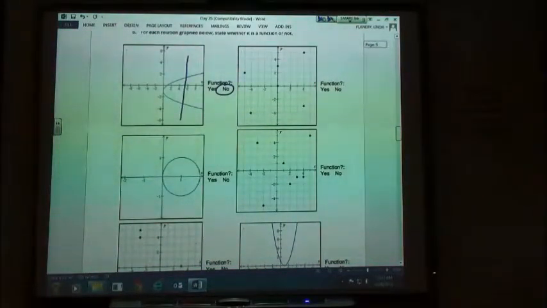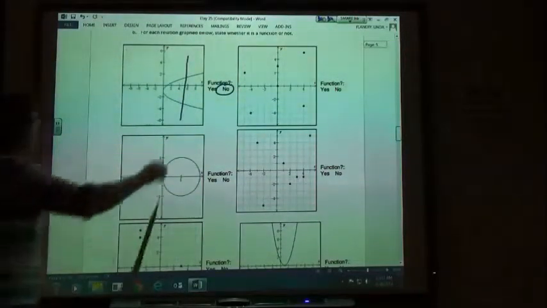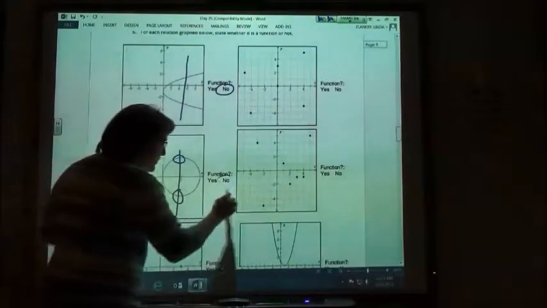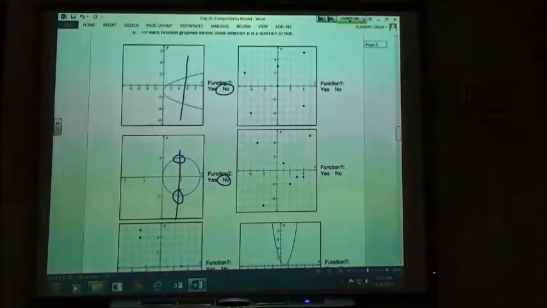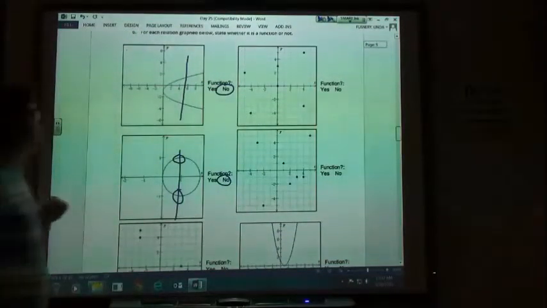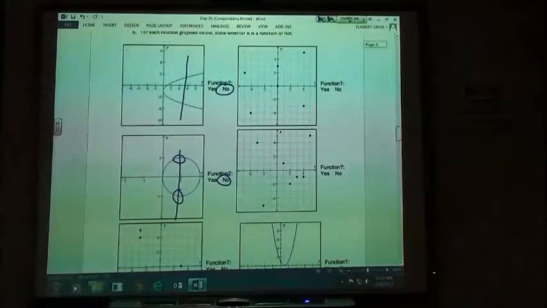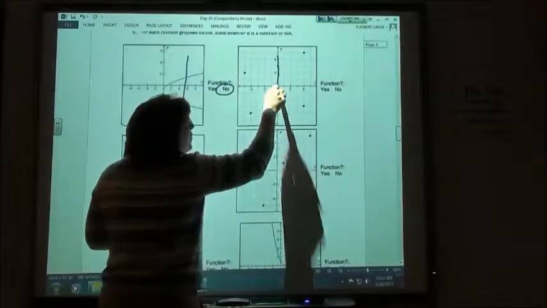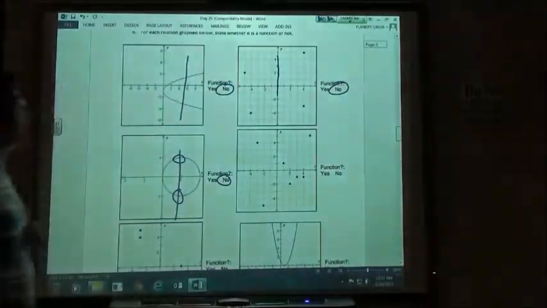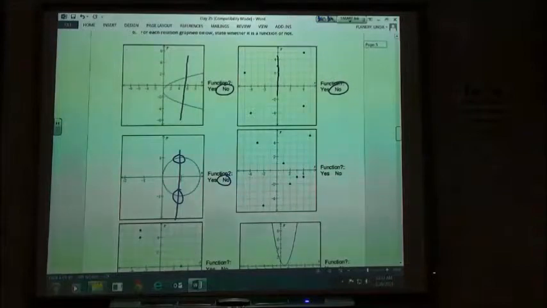So how about the circle? No. If I draw my vertical line, it's going to touch in 2 points. How about this one over here on the top right? Is that going to be a function? No, because if I drew my line right here, it's going to touch both of those dots. So if there's anywhere I can make a line that touches twice, it's not going to be a function.